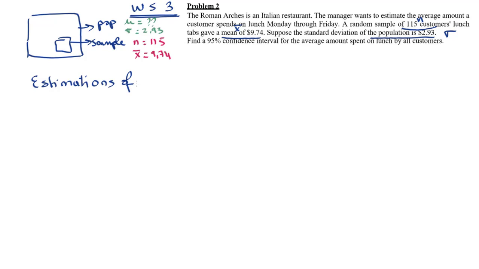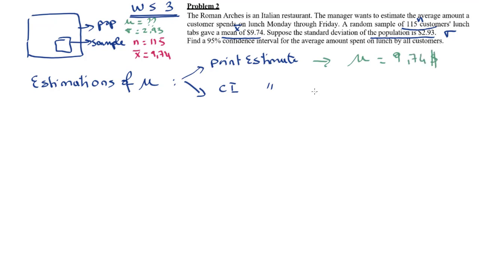To estimate mu, we have two ways. We either use a point estimate, not asked in this question, but we will solve it nonetheless, or we use a confidence interval estimate. The point estimate for mu is exactly x bar itself. If we want to estimate the population mean using one single value, it would be best to use 9.74. The second way is to construct the confidence interval for mu, a range of values which mu would fall in.